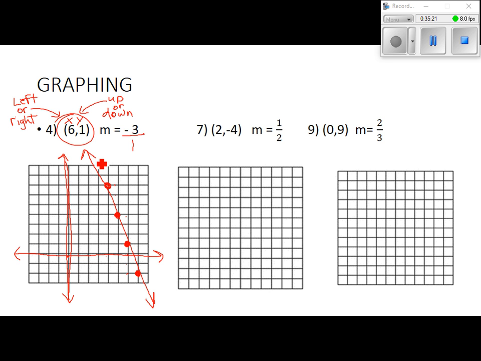Next one. Where's my X and Y axis? Can they be in the middle? Yeah, this one's not too bad, so you could put your X and Y close to the middle there if you wanted. How am I going to graph that point? Over 2 and down 4. Which direction? Right 2, and then down. Put a dot. Right 2, down 4.